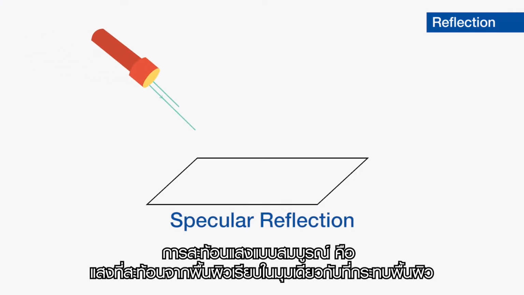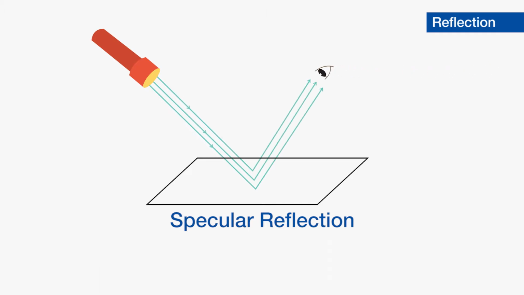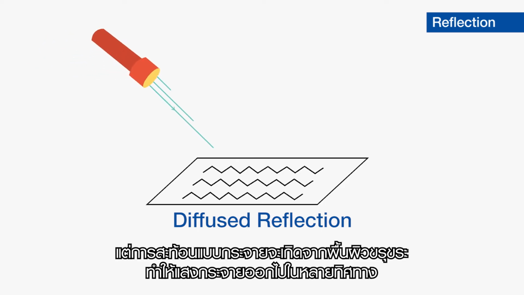Specular reflection refers to the light that reflects from a smooth surface at the same angle as it hits the surface. Diffuse reflection, for a rough surface, actually reflects light rays scattered in all different directions.